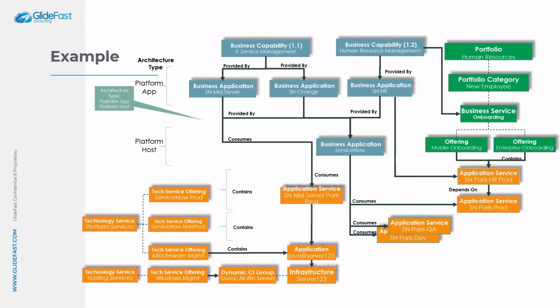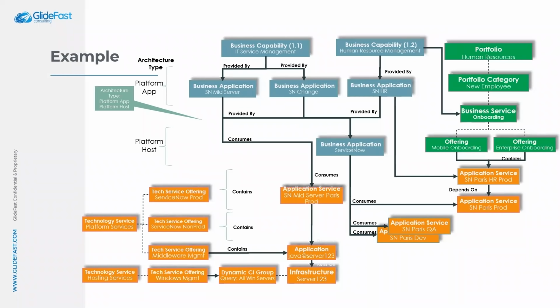So just following that chain down for the mid server, this is where we see the mid server Paris prod. So it's the environment-based application service. And then it's got the relationship to the Java application that is the installed version of that mid server. We have the relationship to the server that Java application is running on, and then the association with the technical services and the technical service offerings from a Windows management perspective. So we've got the operational side associated with the business application.